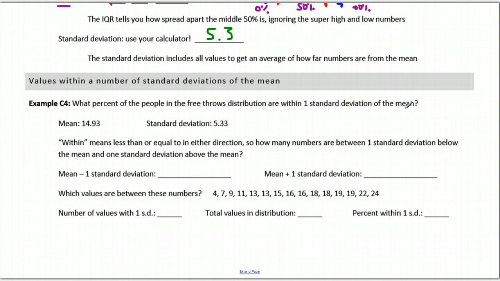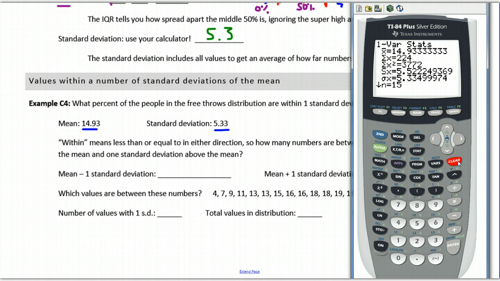the mean? And if we break this down, within means that it's either less than or equal to that distance in either direction. So this much above the mean or this much below the mean. So what we're trying to figure out is how many are in between that. So let's start by figuring out what that range really is. The mean take away 1 standard deviation. What's this minus 1 standard deviation?